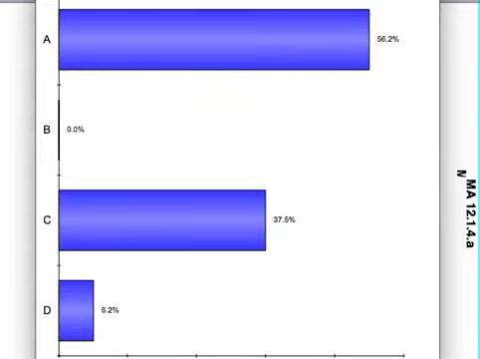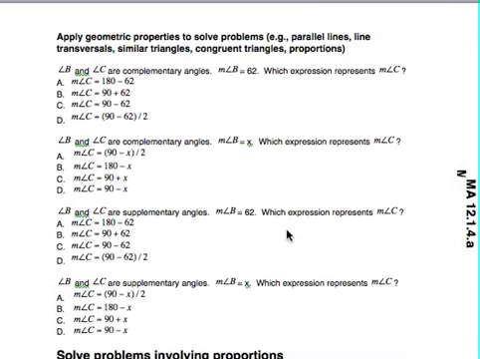Okay, A, C, and D. Let's see. Believe it or not, guys, the answer is C. Complementary angles are two angles that add to 90 degrees. Supplementary angles add to 180. Do you remember how we would remember this? C and S come in the alphabet. C comes before S. And 90 is smaller than 180, so 90 comes first numerically as well. So complementary is 90, supplementary is 180.